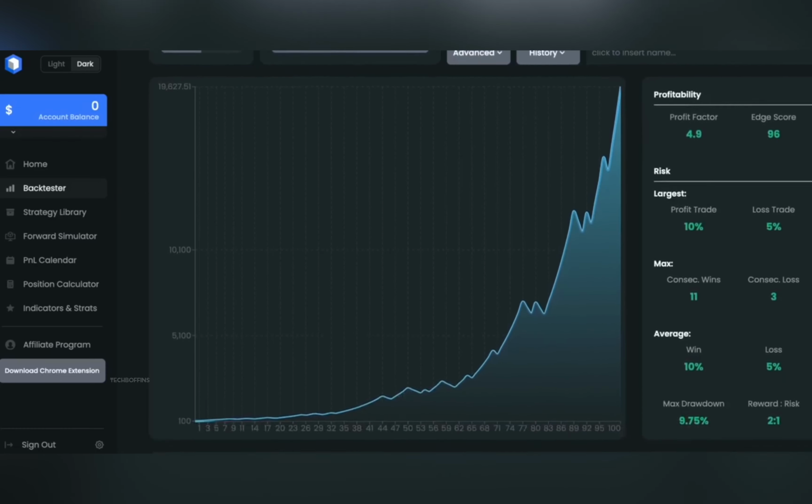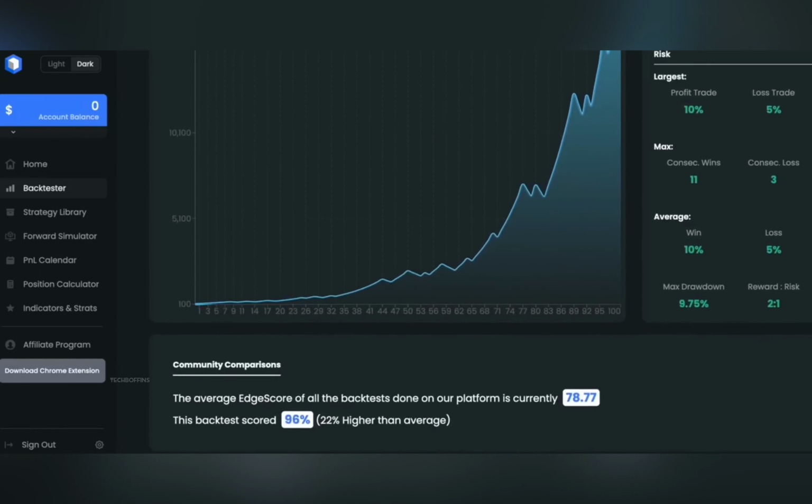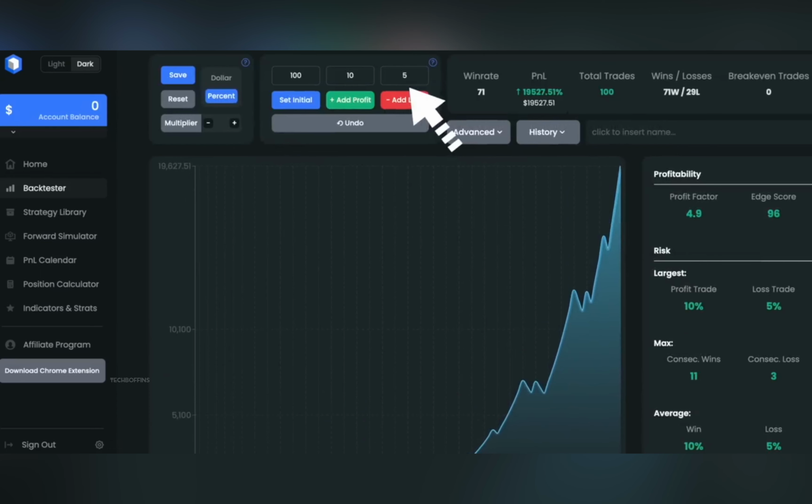You've probably noticed that the risk per trade has been increased from 2% to 5%. It goes without saying that such risk entails greater drawdowns. However, it also provides a greater return.